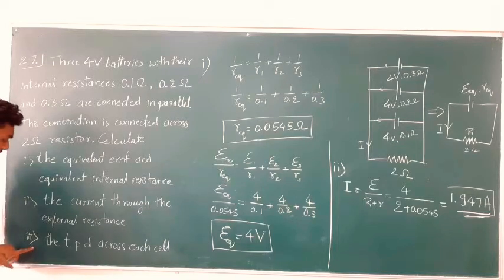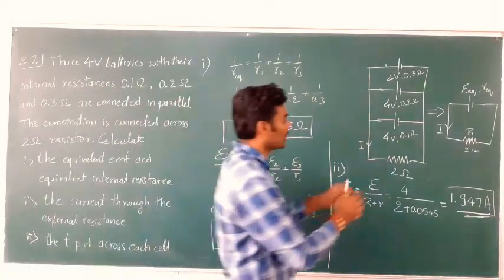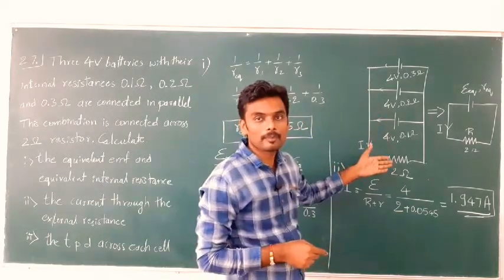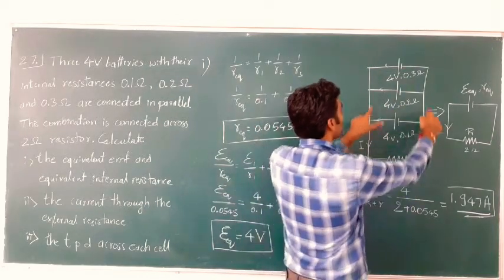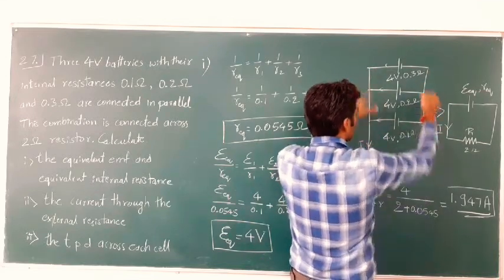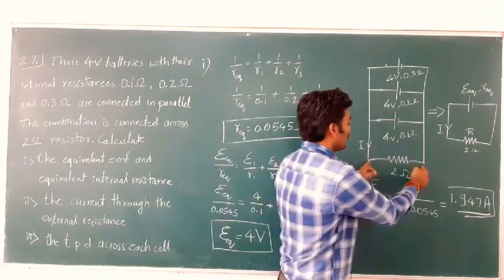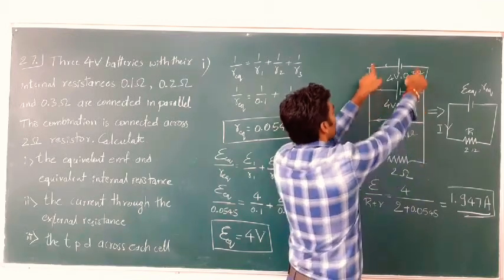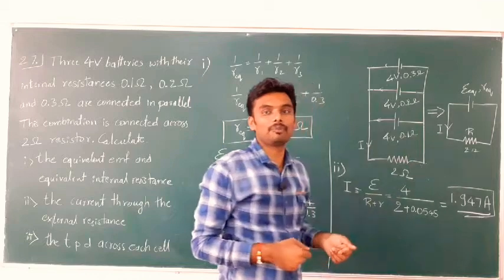So this is the solution for the second sub question that we have in the given question, 27th one. Moving forward for the third sub question, the TPD across each cell, terminal potential difference across each cell. Since the combination is parallel, all the cells and the external resistance will have the same terminal potential difference, same voltage maintained across their terminals, right? Because it's parallel combination. So if I get the voltage across this 2 ohm resistor, that is enough to get the voltage across each cell, because they are all equal, isn't it?